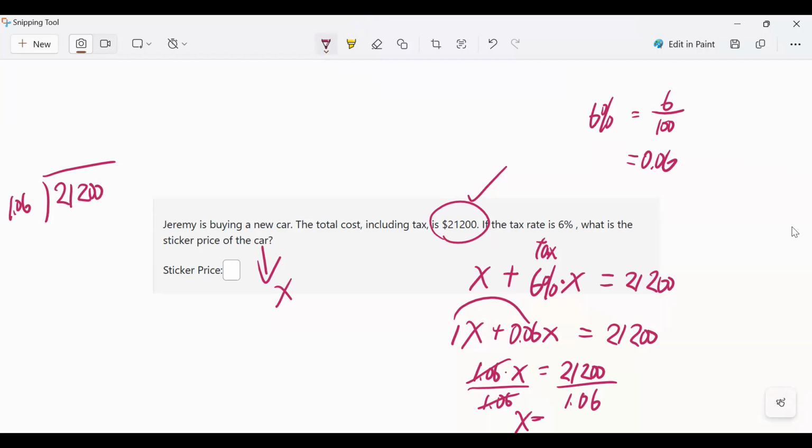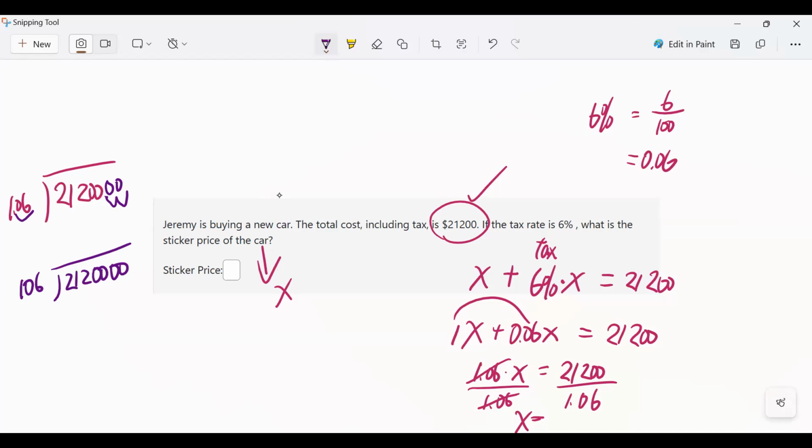Usually we turn this divisor into a whole number. So we move the decimal to the right 2 units, meaning increase that number by 100 times. Put back the decimal point for the dividend, move the decimal point 2 units to the right, and then add a couple zeros in the back. That means this is equivalent to 106 going into 212 0000, 4 zeros in the back.